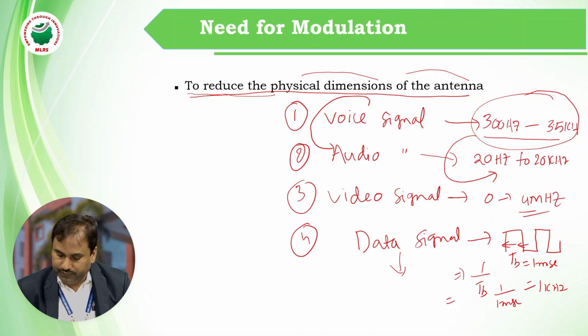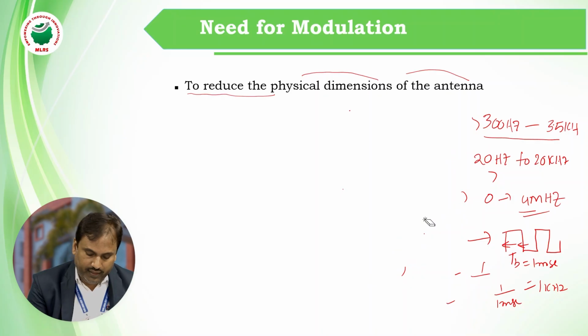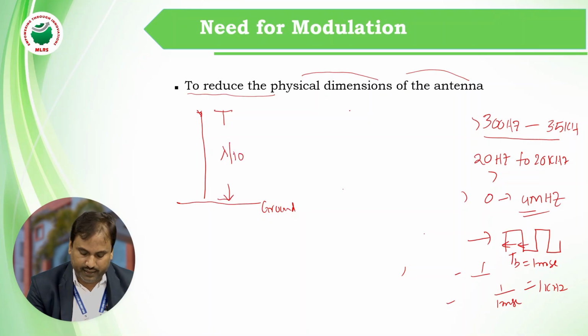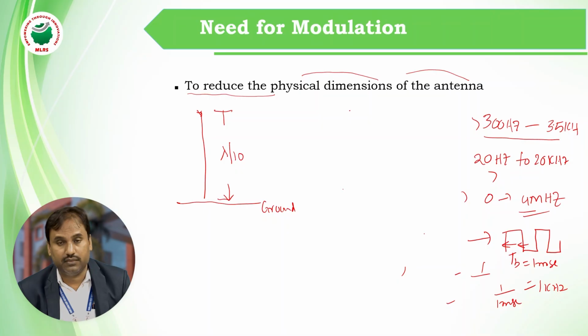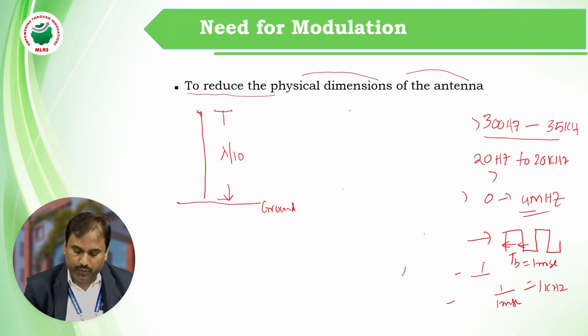For example, I'm having an antenna. So this is an antenna, and this is the ground. I want to design this antenna. The height of the antenna, we generally measure in the order of lambda by 10, maybe in meters.